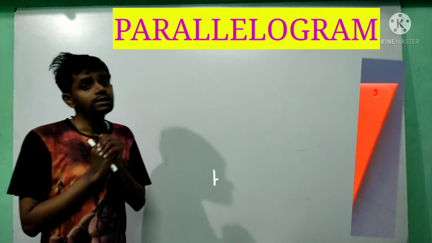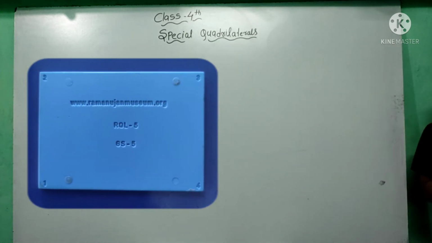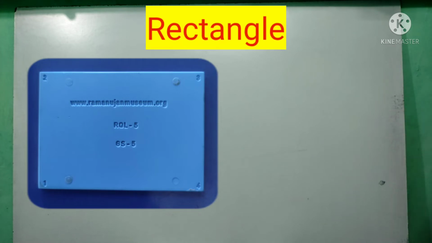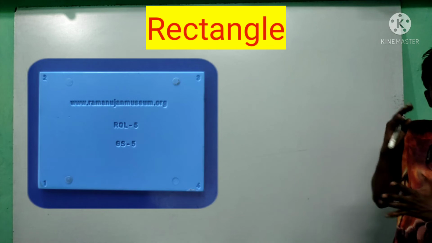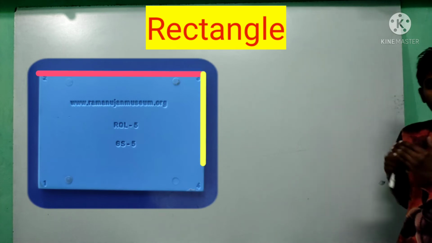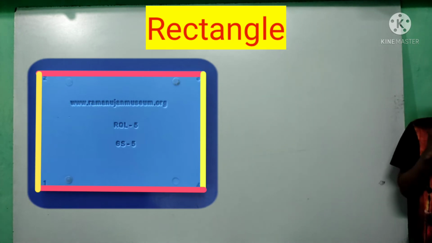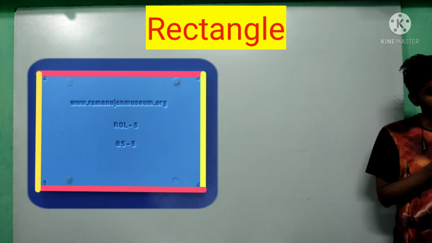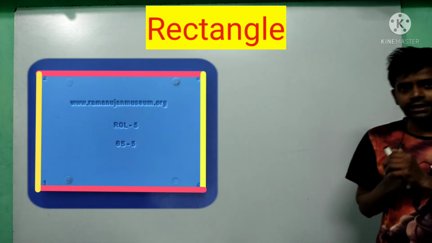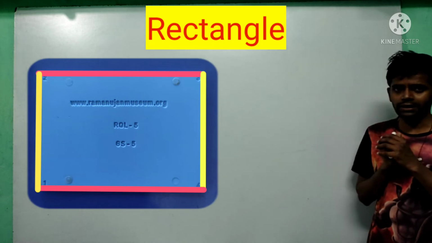Now let's move towards the second quadrilateral, which is also a special quadrilateral, and this special quadrilateral is the rectangle. We have already learned about the rectangle. A rectangle is a quadrilateral having four sides. Since it is a quadrilateral, it will have four sides, four angles, and four vertices. But what is the speciality of a rectangle? This rectangle also has the same properties as a parallelogram because it is also a parallelogram.